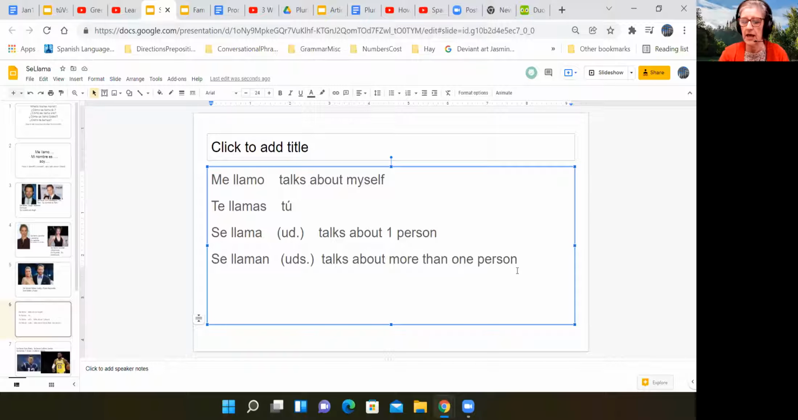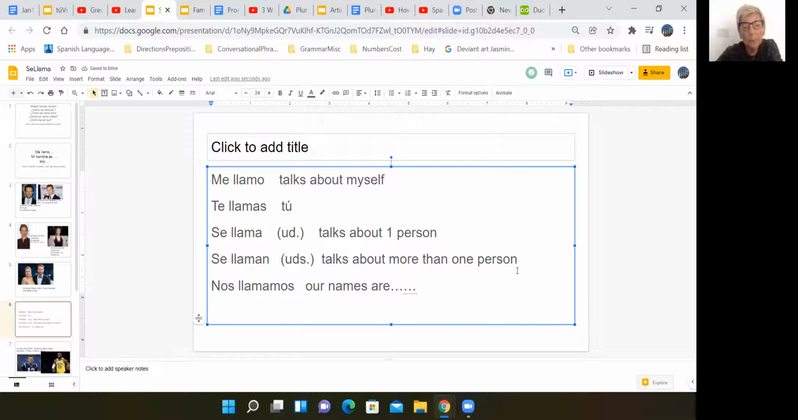And just so you know, there is a we form as well. The we form is nos llamamos. Our names are nos llamamos. You probably won't hear that as much unless somebody is introducing their family, because nos llamamos means that I'm talking about myself, but about all the people with me. Okay, so in that case, you probably won't hear it as much.